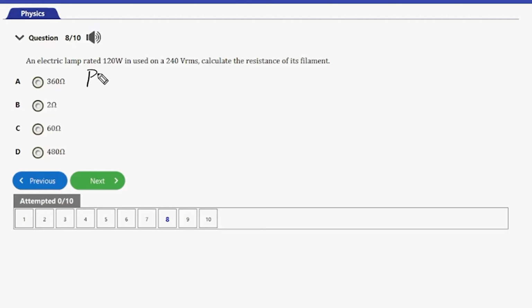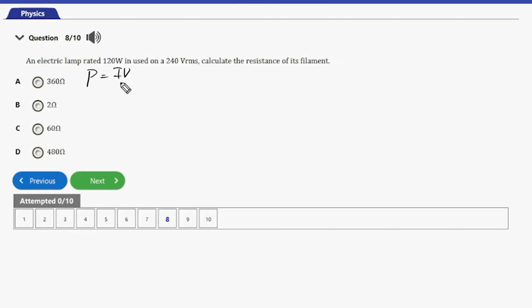We know that power is IV, right? But then again, we know that we don't have I here, so we are not looking for I, rather we are looking for R. But we know that V is equal to IR.